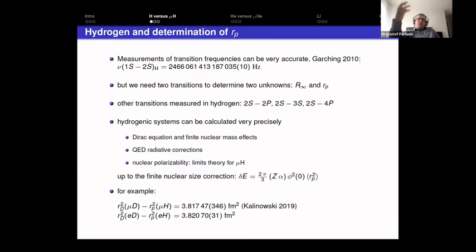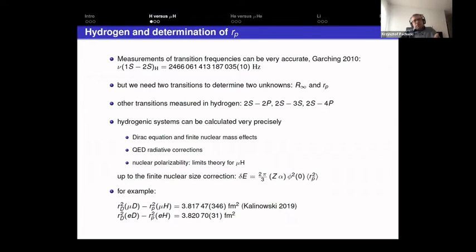For hydrogen, if we are determining the proton charge radius, we need two transitions. One is the 1S-2S, and another is 2S-2P or 2S-3S or 2S-4P. Why? Because we need not only the charge radius, but also the Rydberg constant, to determine two unknowns from two transitions.